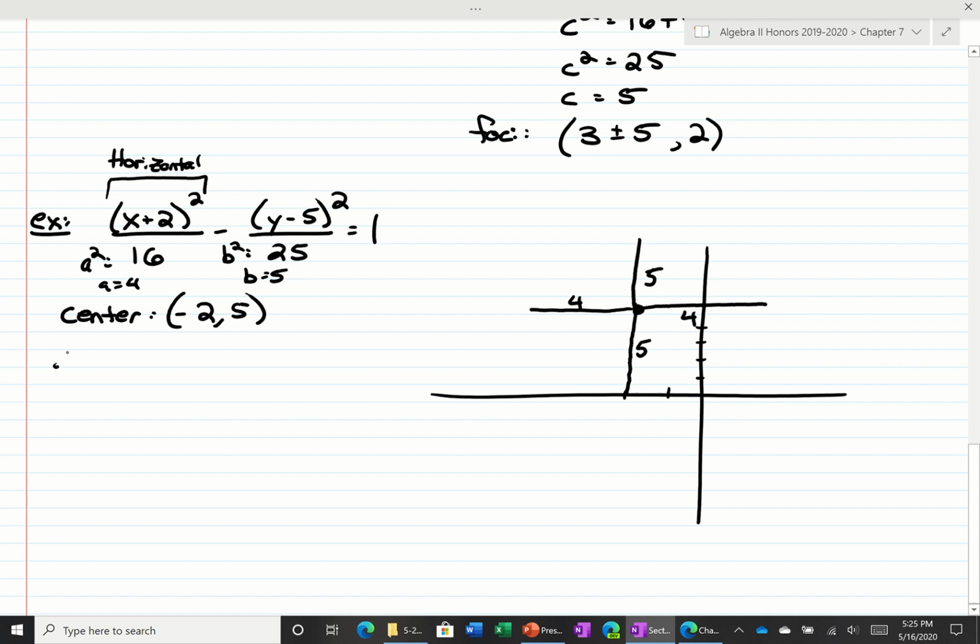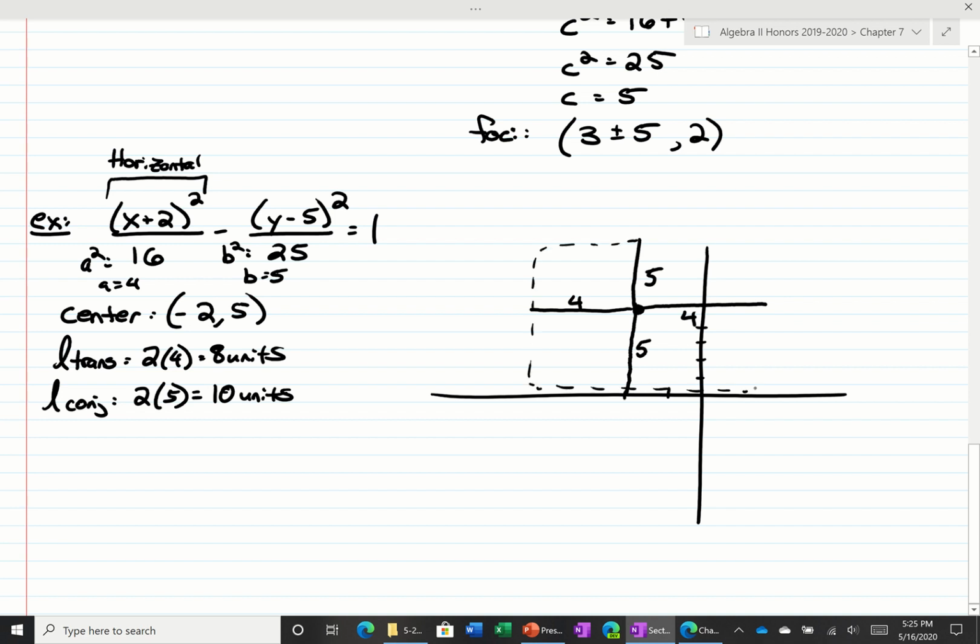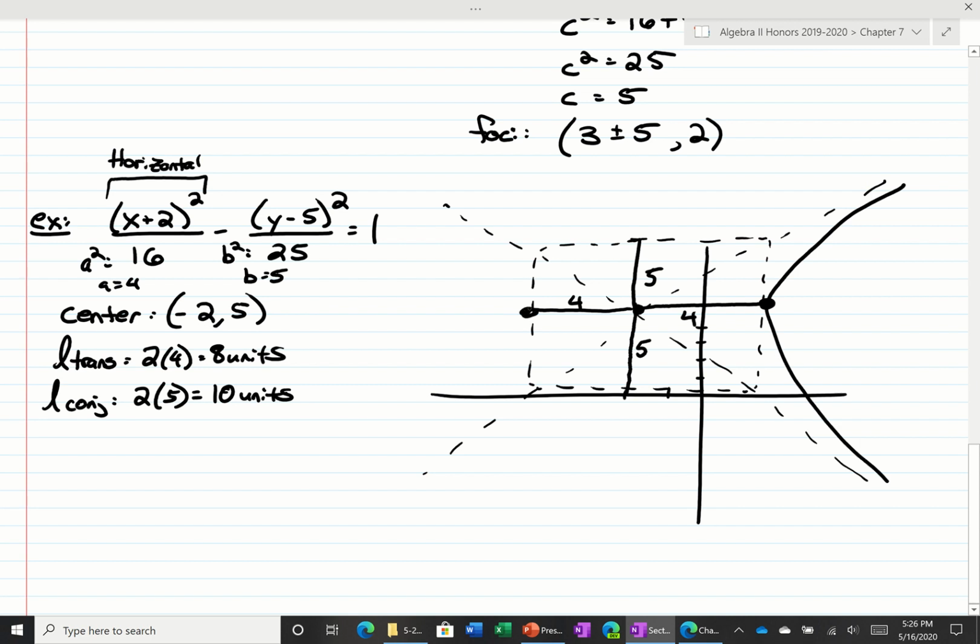And let's see, the length of the transverse would be 2a, or 8 units. The length of the conjugate would be 2b, 10 units. Let's connect by boxing in our axes. We'll draw something like this. Because it's horizontal, we're going to go to the ends of the transverse. Get something like that.